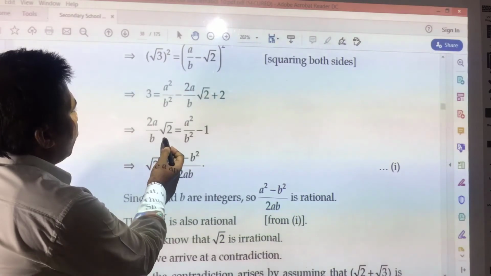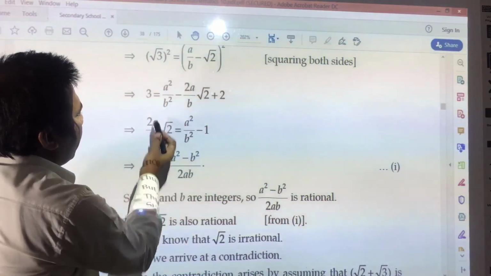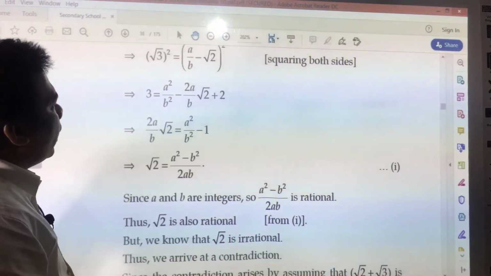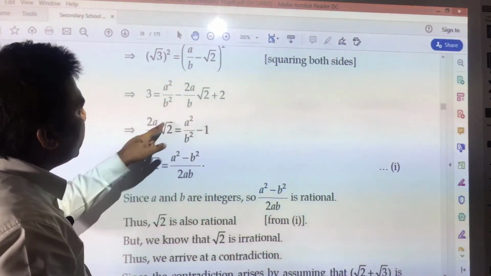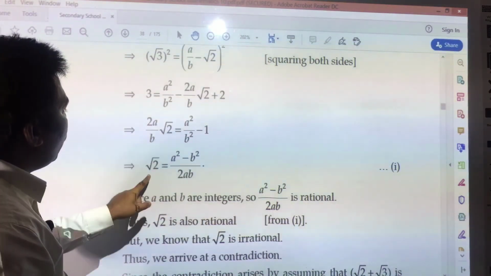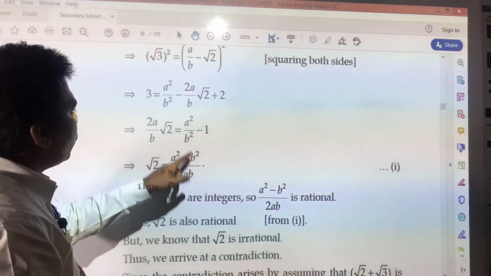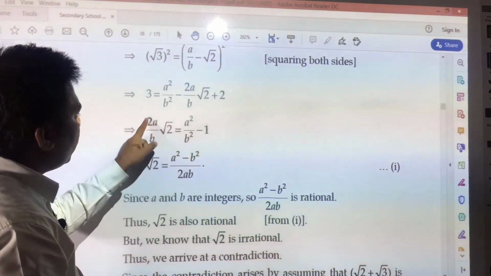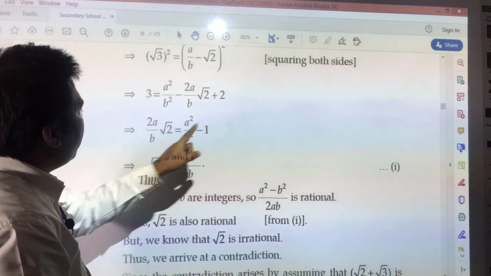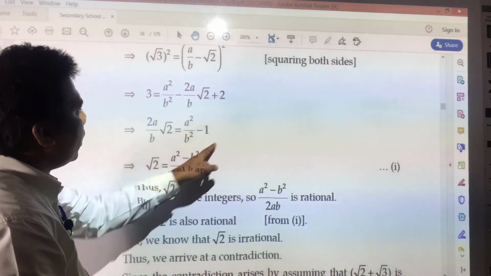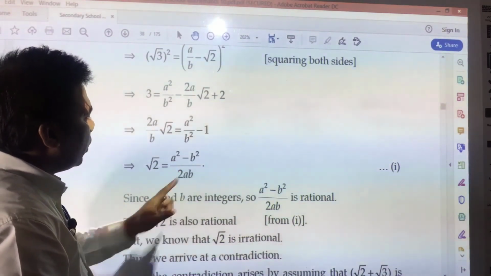2a by b root 2 is equal to a square by b square minus 1. I hope you understand this simplification; you will be able to do it. Try to do it, this is very easy. And this root 2 will be equal to a square minus b square by 2ab. You need to cross multiply: 2a by b is taken to the right side, so this will be b by 2a, multiplied with this number. Finally, you will get a square minus b square by 2ab.